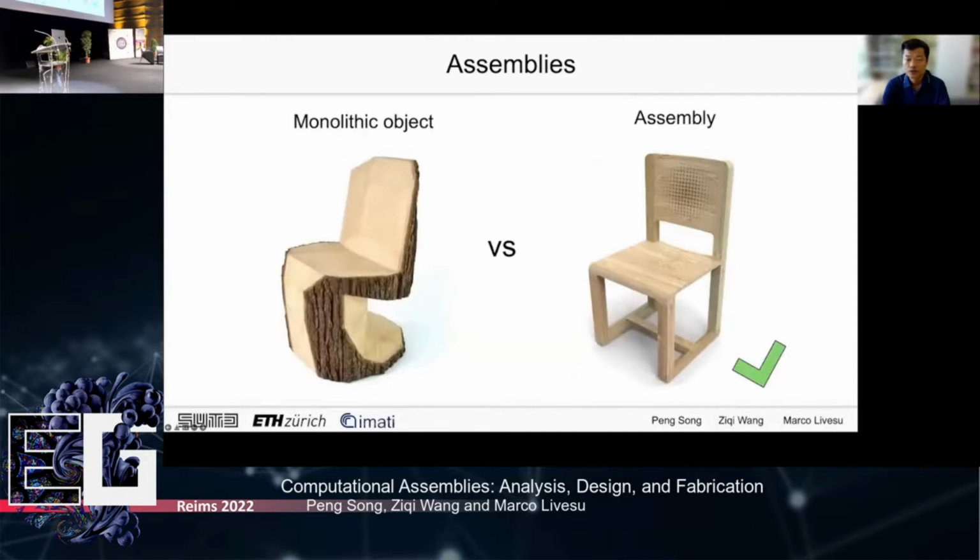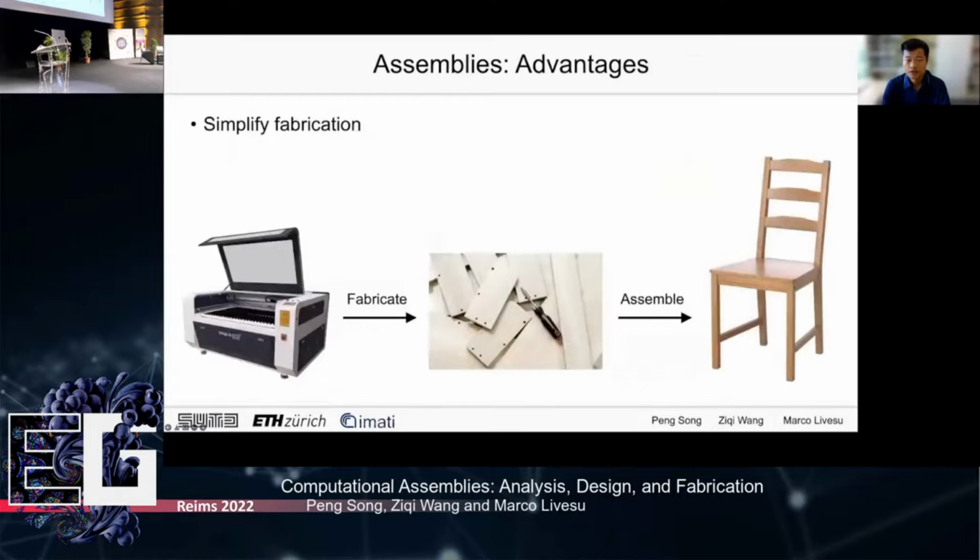In this tutorial, we are looking at assembled objects instead of monolithic objects shown on the left, which are just cut out from a single block of material. This type of assemblies comes with a number of advantages. First, assemblies can help us to simplify the fabrication process. We can simply fabricate geometrically much simpler parts and then assemble them into a compound object, which can have a much more complicated shape and also interesting functionality.